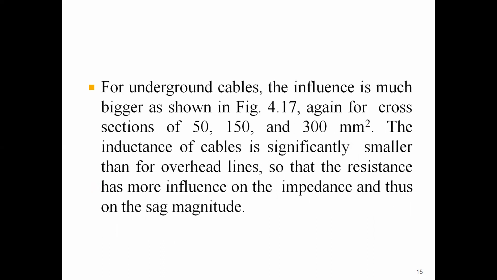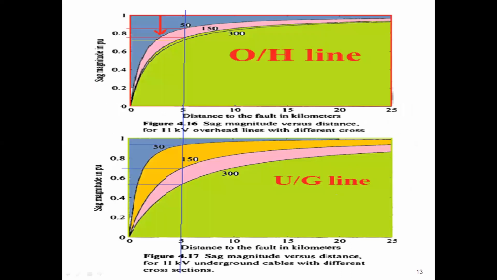For underground cables, the influence is much bigger. If you want, I'll take it back to the graph once again. For underground cables, the influence is much bigger, again for the different cross sections, the same as you've seen. The inductance of the cable is significantly smaller than the overhead line, so the resistance has more influence on the impedance and thus on the sag magnitude. I think now you are able to understand the reason why.